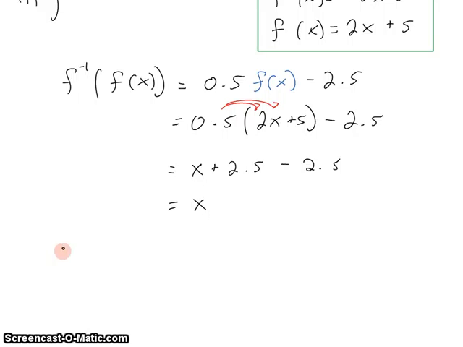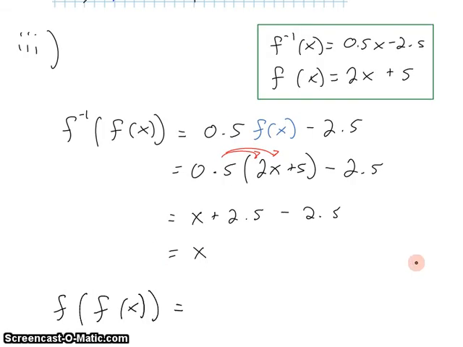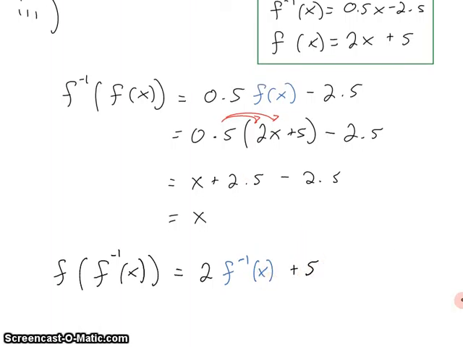The question also asked us to look at the composite function f of the inverse of f of x. So to do that, we'll go through the same process. f of x is 2x plus 5. We're not looking at x, we're looking at the inverse of f of x. The inverse of f of x is a half of x, take 2.5. We still have our plus 5.